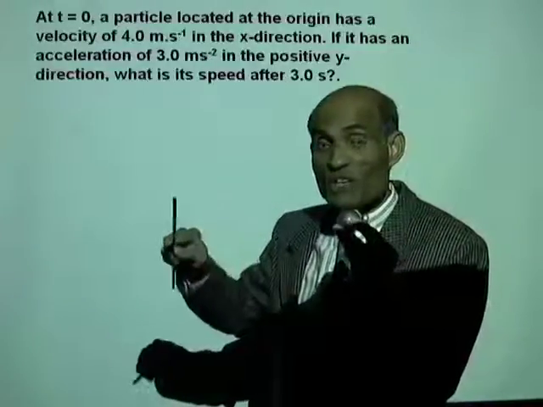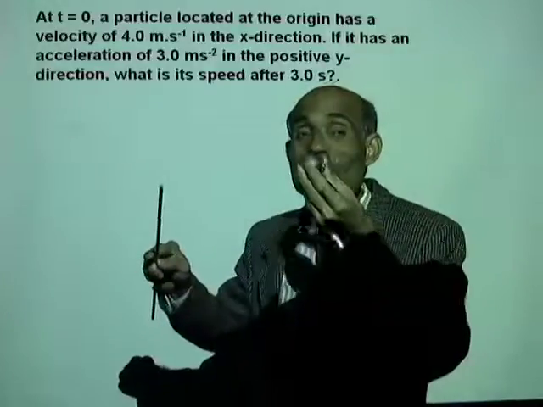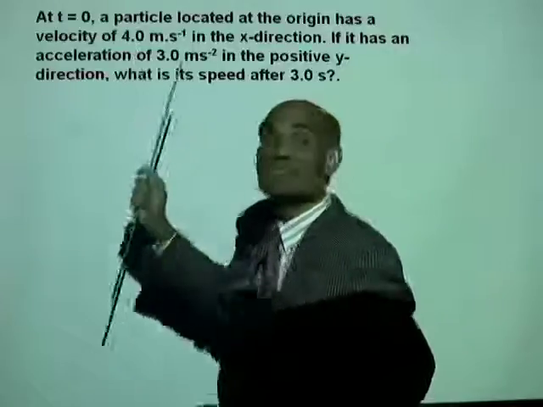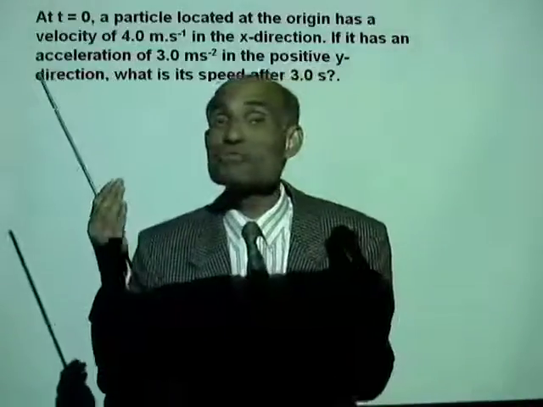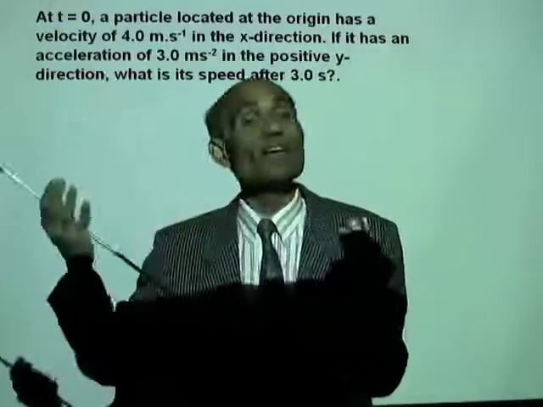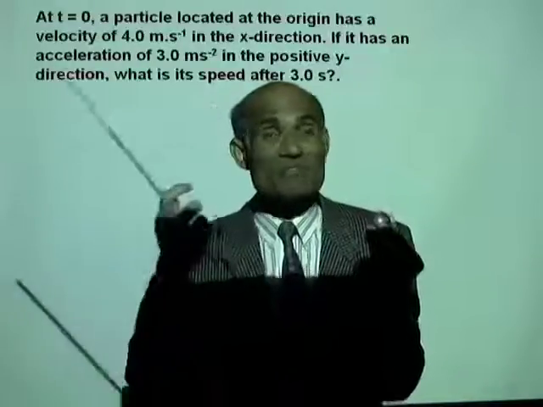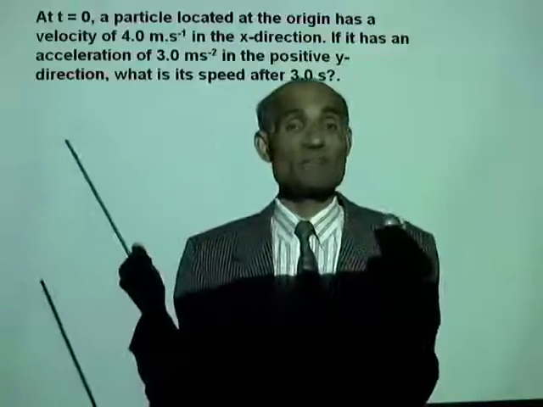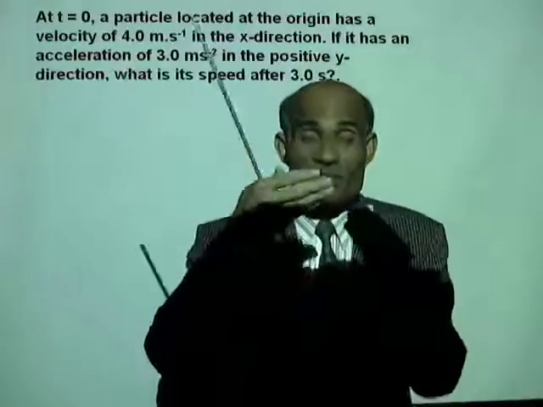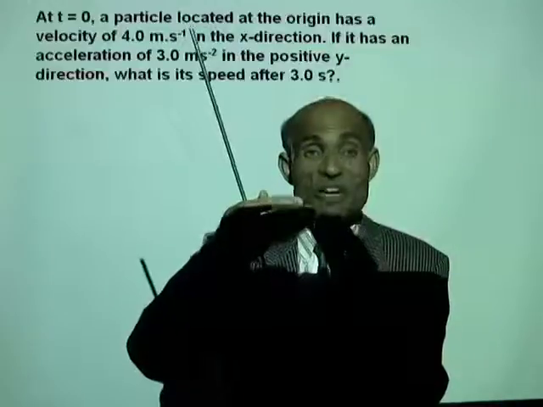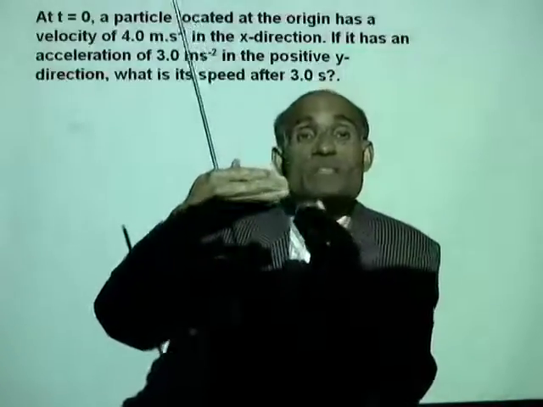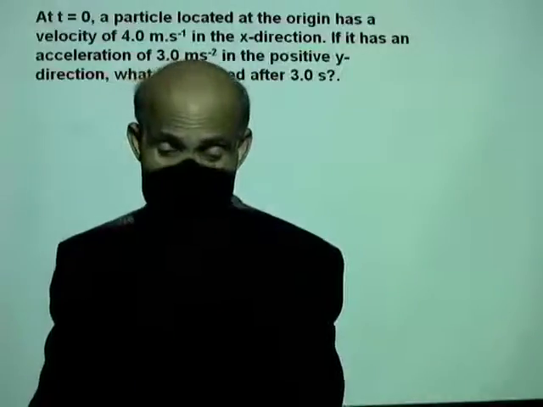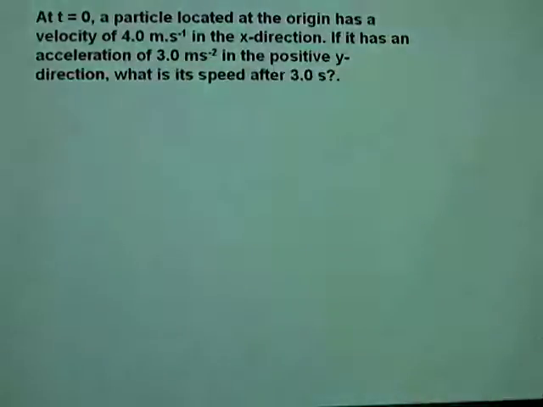So the displacement in the x direction will be simply the velocity multiplied by time. This x velocity will not change. There is no acceleration in the x direction. That means the velocity will remain a constant in the x direction. But since it has an acceleration in the y direction, it will start picking up velocity in the y direction. Alright, let me see if I can illustrate that for you.